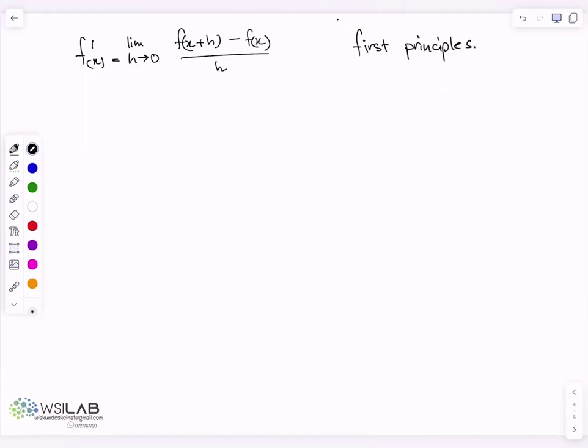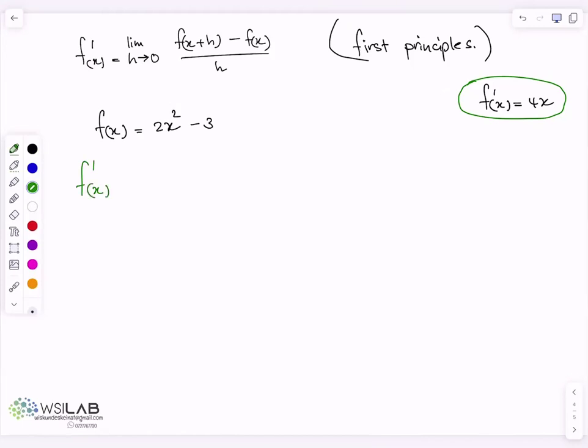Right, so now they're going to give you f of x equals 2x squared minus 3, and they want you to do the derivative of that by using first principles. But you already know what the answer looks like. It's just 4x, isn't it? Yes. So you already know what the answer is, but now you have to go through all of this long method and write the derivative equals the limit where h tends to 0 of f of x plus h minus f of x over h.